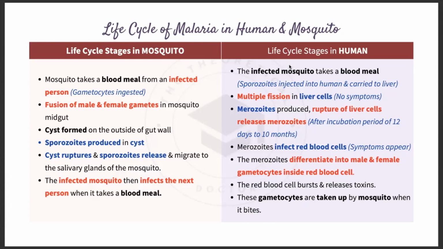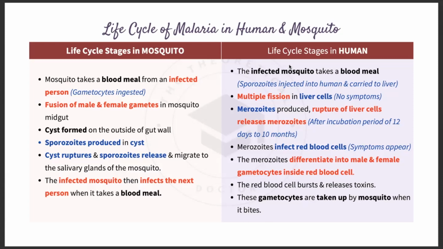Remember, sporozoites are formed in the mosquito. Merozoites are formed in the humans. So after merozoites are produced, the liver cells will burst. They will rupture. After they rupture, they will release the merozoites into the bloodstream. And this occurs after an incubation period of 12 days to 10 months. So why does it vary? It depends on the causative organism. There are 4 types, so each one will vary.